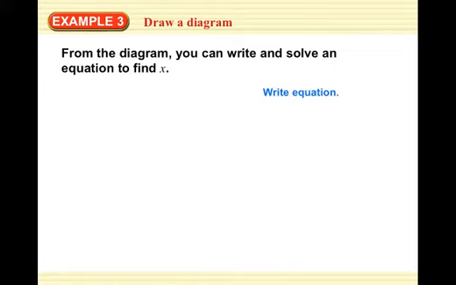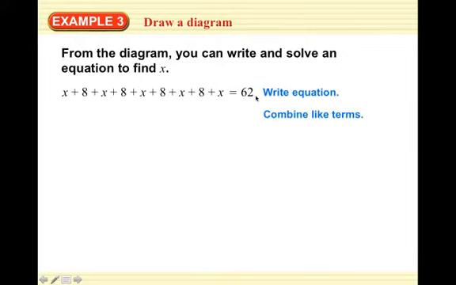So if you see here on my equation, I've got X plus 8 plus X plus 8 plus X plus 8 plus X plus 8 plus that extra X equals 62. Now we're going to combine like terms. We have 5 X's, and so we get 5X. 8 plus 8 is 16, plus another 8 is 24, plus another 8 is 32. So we have 5X plus 32 equals 62. And now we have a pretty simple equation to solve.